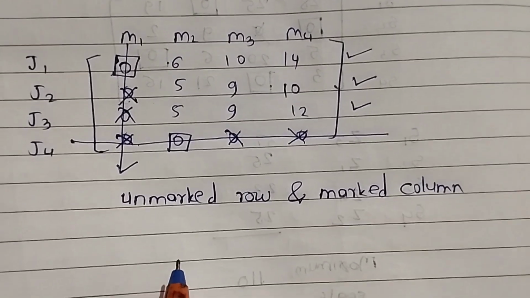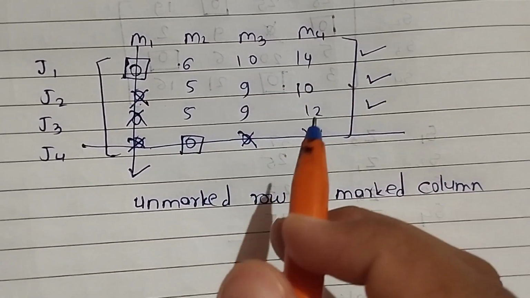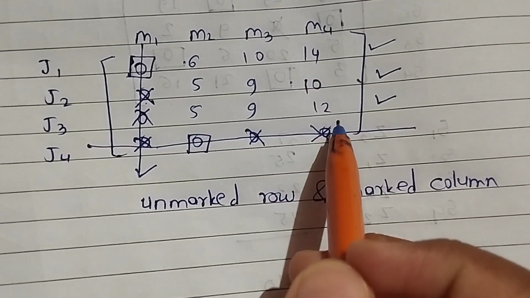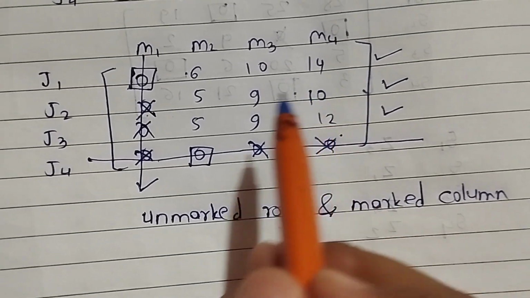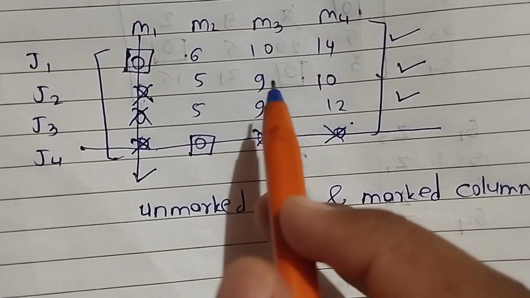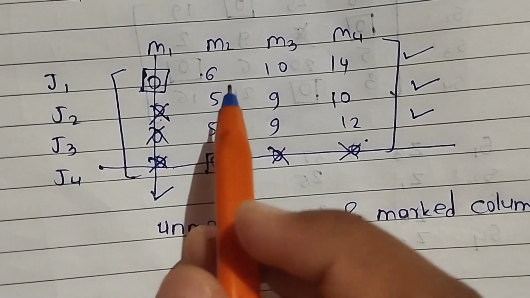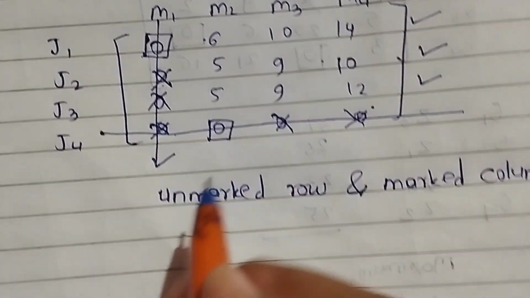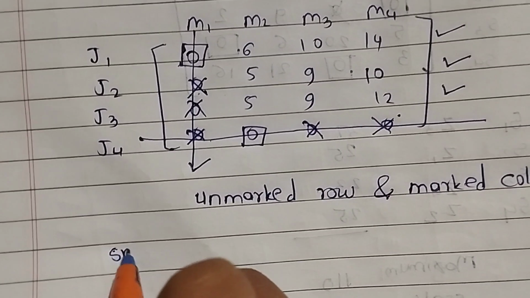Now the next step, find the smallest value from the unmarked values. So 6, 5, 10, 9, 14, 10, 12, these are the unmarked elements which are not covered by the line. Find the smallest value from the uncovered elements, which is 5, and subtract it from each element which is not covered by the lines.